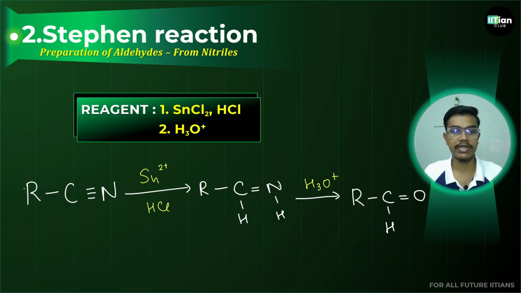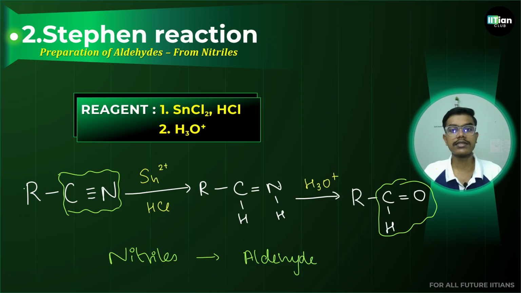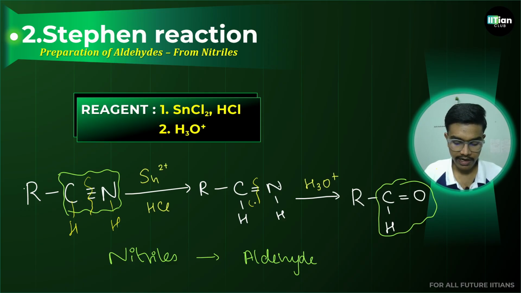Next, we have Stephen reaction, which is the preparation of aldehydes from nitriles. You can see the reagents as SnCl2 and HCl, and in the next step it is acid. The nitriles, when reacting with Sn2+ and HCl, first form an imine over there. You can just split this bond and add hydrogen and hydrogen over there, and you will get that. Then when you react with acid, you get the aldehyde. Here also you can break this bond and add oxygen over there. Simple. I hope you got this. So nitriles are getting converted to aldehydes.